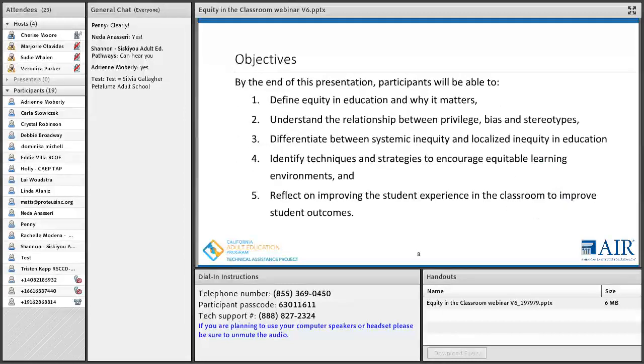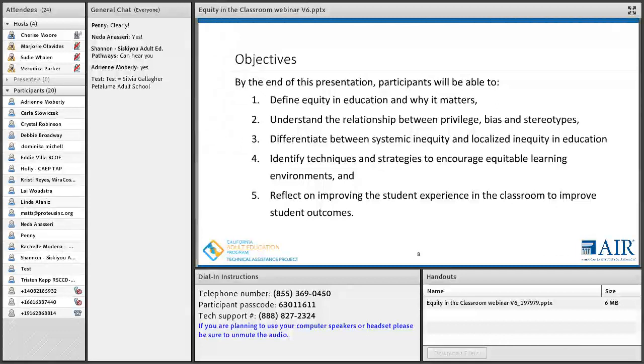Our goals with doing that are to make sure that by the time you're done, you'll be able to define equity and why it matters. You'll have a better understanding of the relationship between privilege, bias, and stereotypes, especially as they relate to equity, and be able to differentiate between what happens at the systemic level as it relates to equity and what happens at the localized level in the classroom. Finally, we'll look at some strategies and give you a chance to reflect on how you can improve the student experience in the classroom to really think about improving student outcomes.